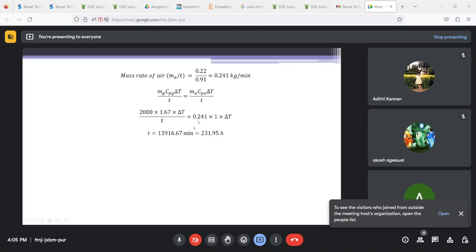You can calculate the mass flow rate of air from the volumetric flow rate and the specific volume. That will give you ma by t. The rest are all given in the question. Delta T gets cancelled because it's the same, irrespective of what the other temperature is, because there is no other heat loss. From there you can calculate the time required for the cooling process. The answer is D. Hope this is clear. If there is any doubt, kindly let me know. We can repeat the question as well.